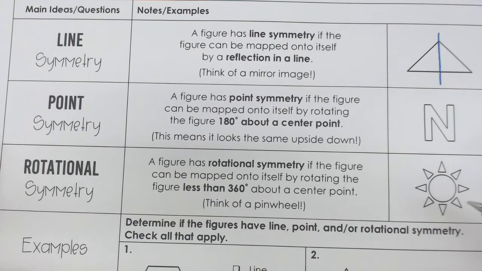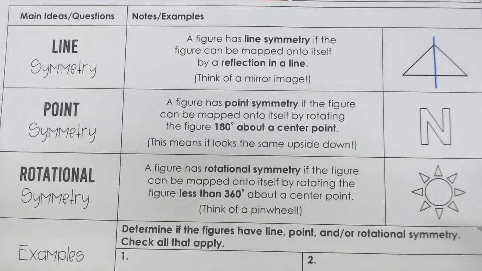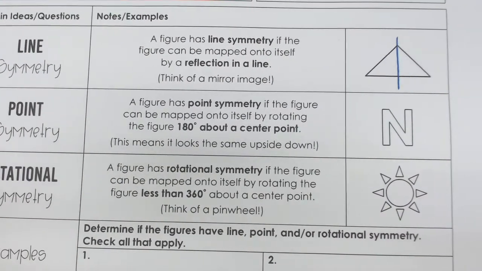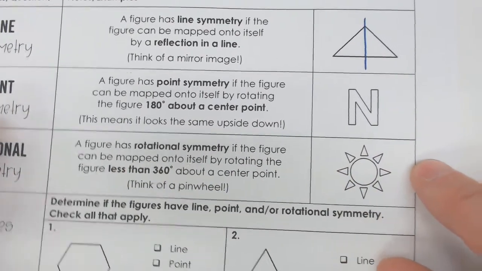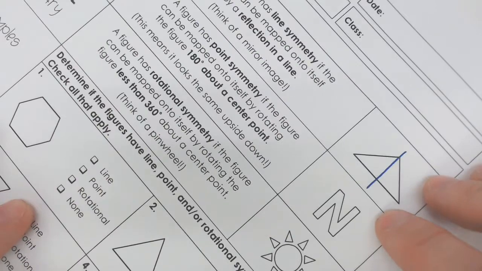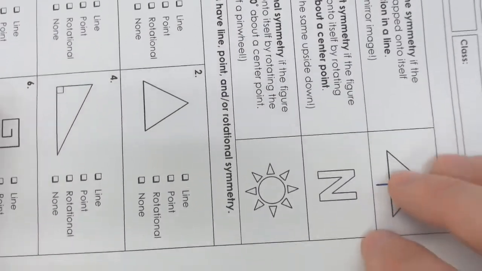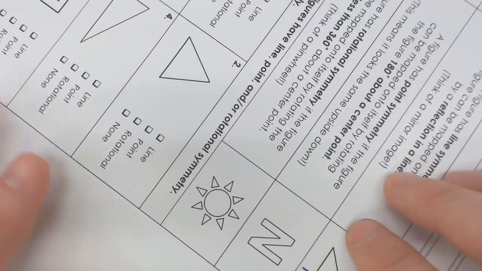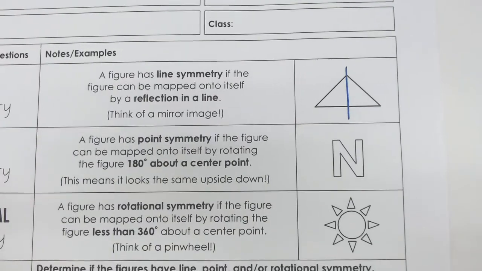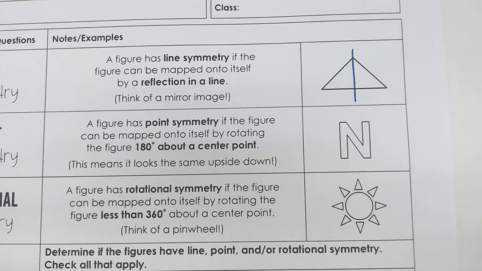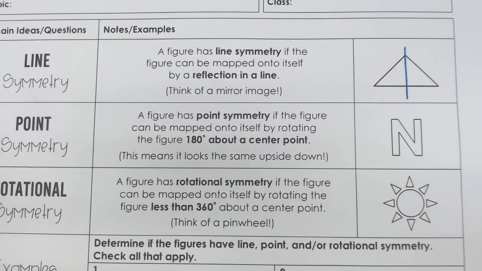So rotational symmetry means that you can rotate this any amount of times and it would be mapped onto itself. So this sun that we have here, I could rotate it quite a few times and it would be the exact same image over and over again, and the exact amount of times matters. Okay, so rotational symmetry often involves asking how many degrees you would have to rotate it in order for it to be mapped onto itself.